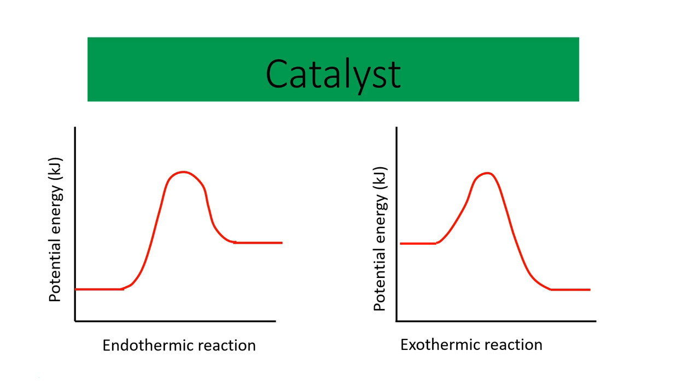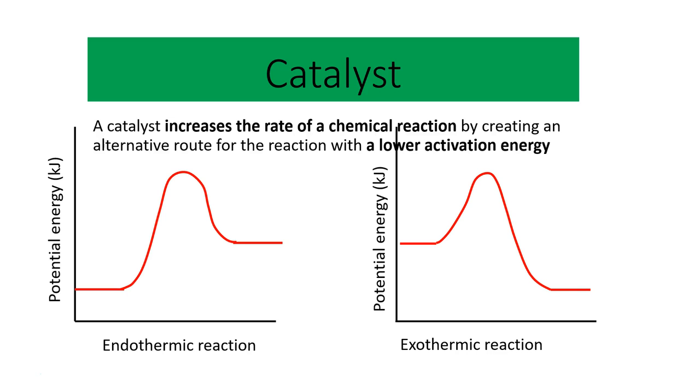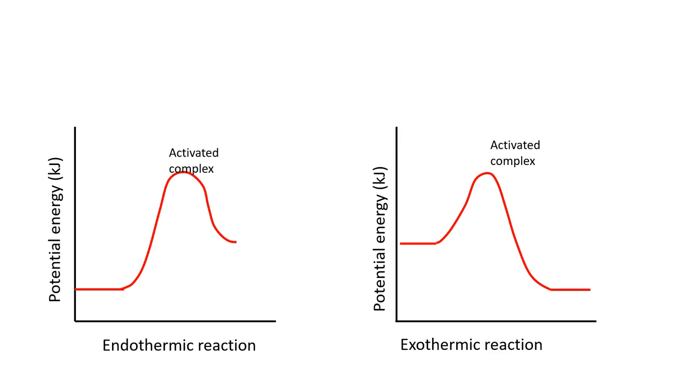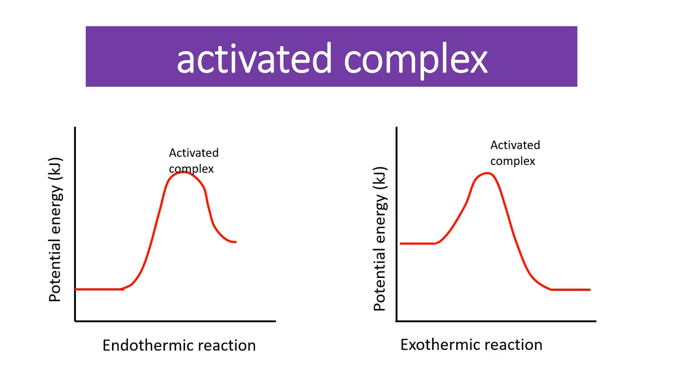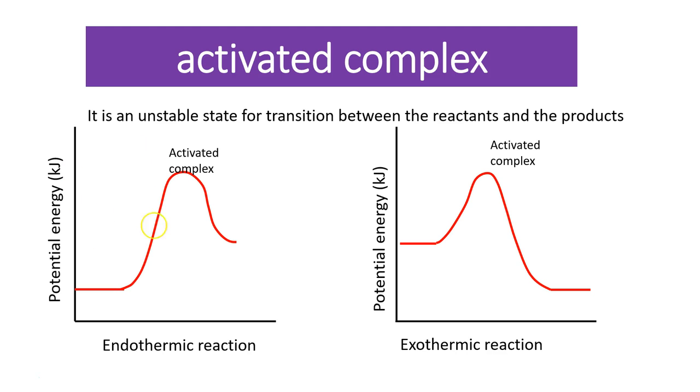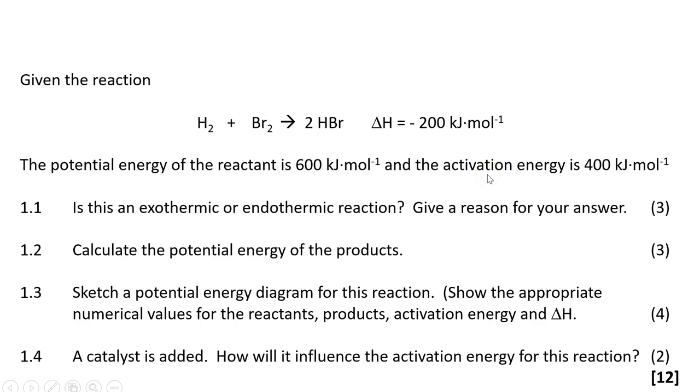Let's look at the influence of a catalyst. What a catalyst does is increase the rate of the reaction by creating an alternative route for the reaction with a lower activation energy. And often they will ask you to indicate on the graph how the catalyst will have an influence. It will just lower the activation energy, so this bend will be slightly lower. Okay, there I indicated it on both graphs. The activated complex, we spoke about that as well. This is where I indicate on my graph where my activated complex forms.